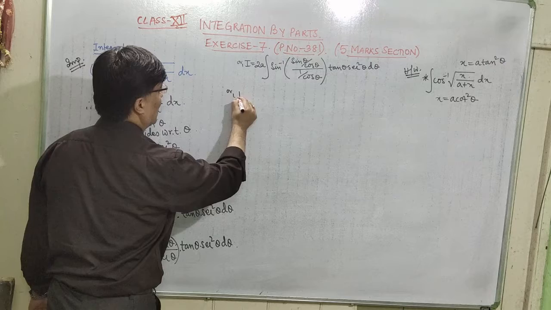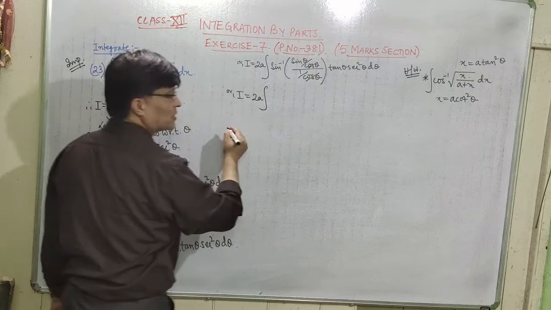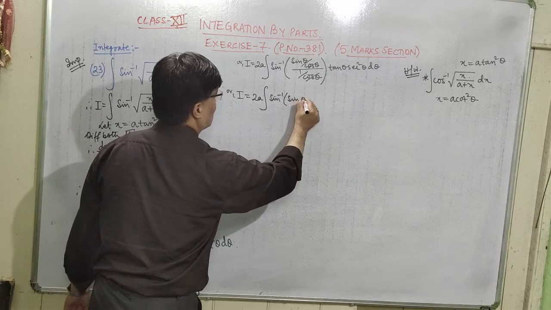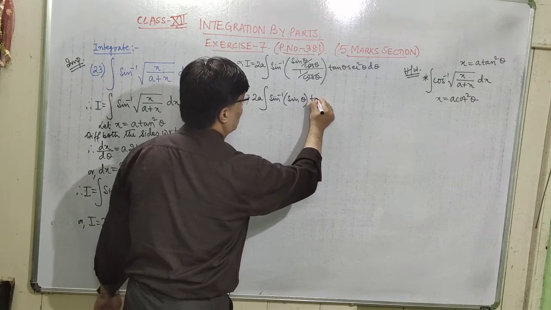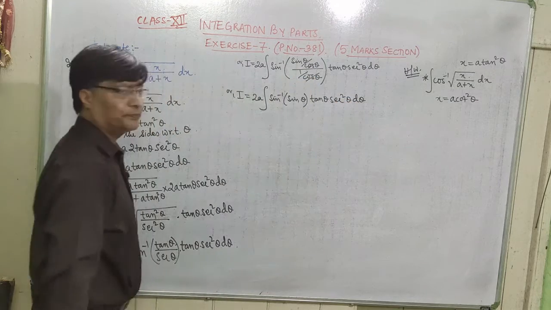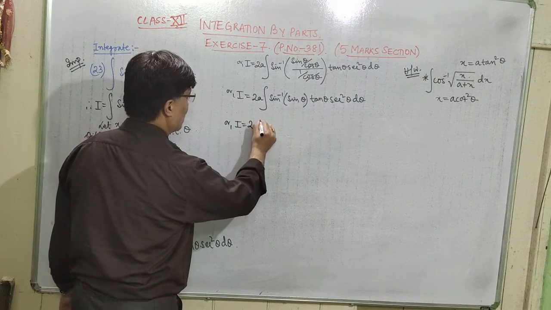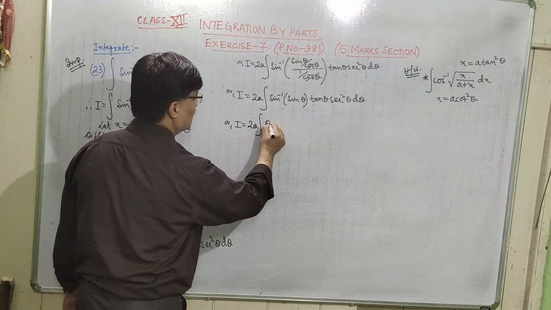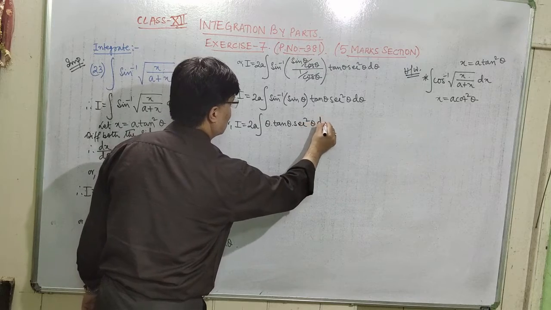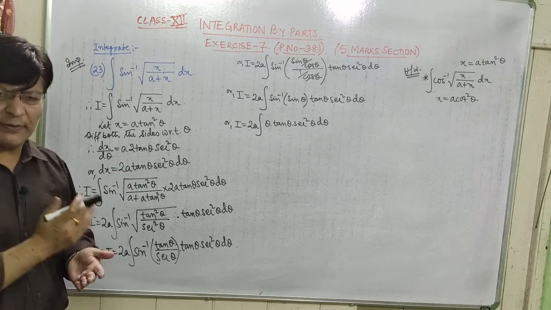So, or I is equal to 2a integration of this; cos theta gets cancelled. So this is sine inverse within bracket sine theta. Then we can write tan theta sec square theta d theta. Or I is equal to twice a integration of, what is sine inverse sine theta? Theta into tan theta into sec square theta d theta. So I think you have understood it. So we have got this simplified expression.